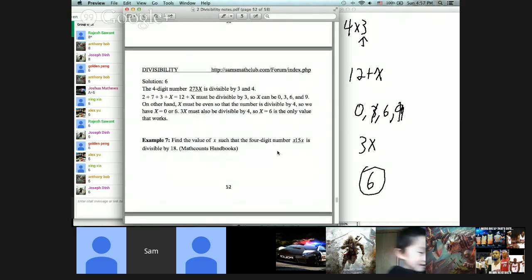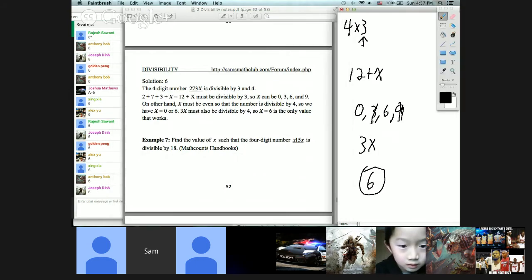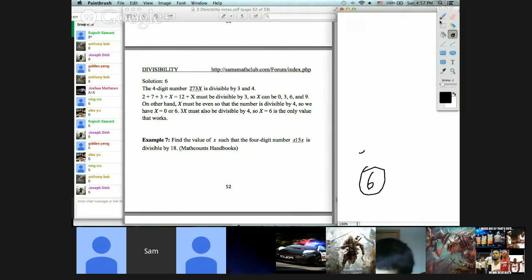I think we have time for one more problem. So find the value of x such that the 4-digit number x15x is divisible by 18.